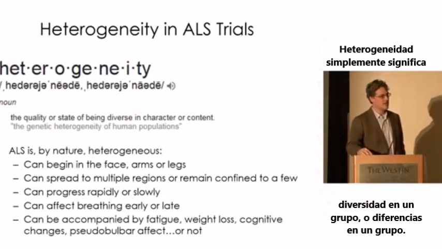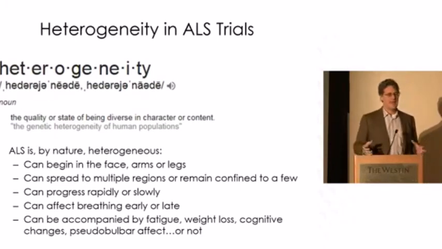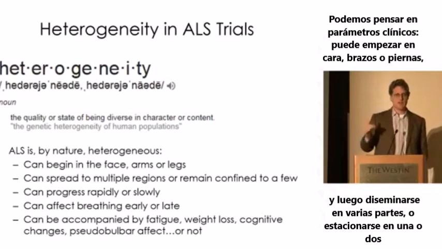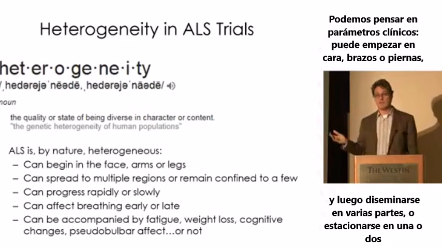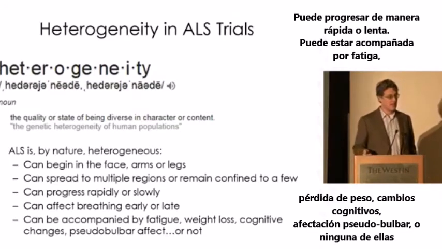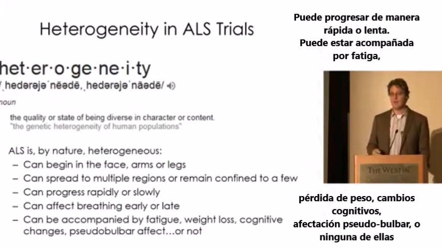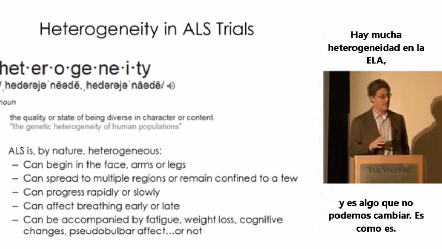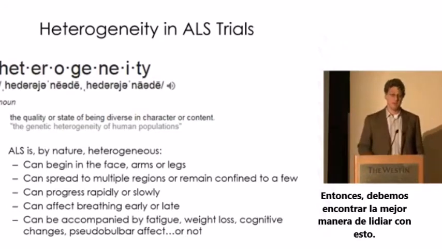Heterogeneity just means diversity in a group or differences in a group. And ALS is by its nature heterogeneous. We can think about clinical parameters. It can begin in the face, the arms, or the legs. It can spread to multiple regions or entrench in one region or a couple regions. It can progress rapidly or slowly. It can be accompanied by fatigue, weight loss, cognitive change, pseudobulbar affect, or none of those. So there's a lot of heterogeneity that's built into ALS, and we can't change that. That's how it is. So we have to figure out what the best way to deal with it is.